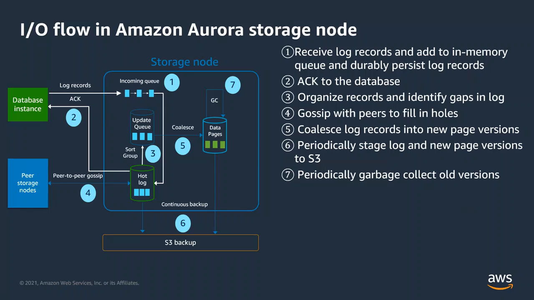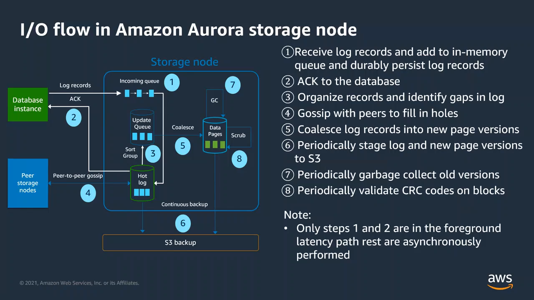And once we put it into S3 and have also made sure that all the peers have gotten the log records, we know that the log record is no longer needed after we have materialized it into the new version of the pages. So we continuously garbage collect. And while we do all of these things, we make sure that corruptions have not entered the system. If you look at all these processes, the most important, latency-sensitive part is steps 1 and 2. Essentially, the database instance sends the changes to be durably persisted, and then the acknowledgement has to be given. That is the only thing that is done in a synchronous fashion. Everything else is done asynchronously.